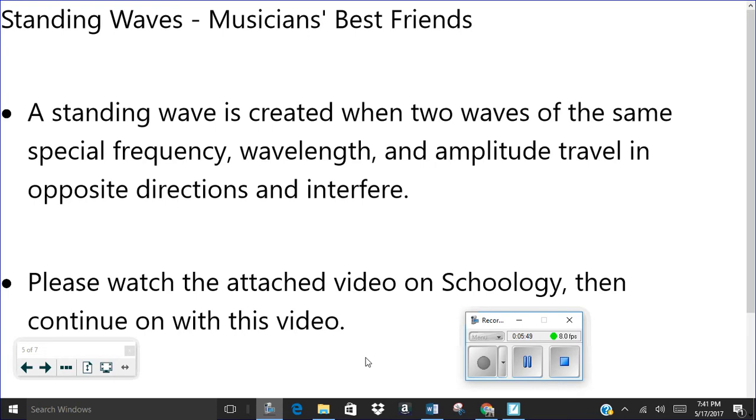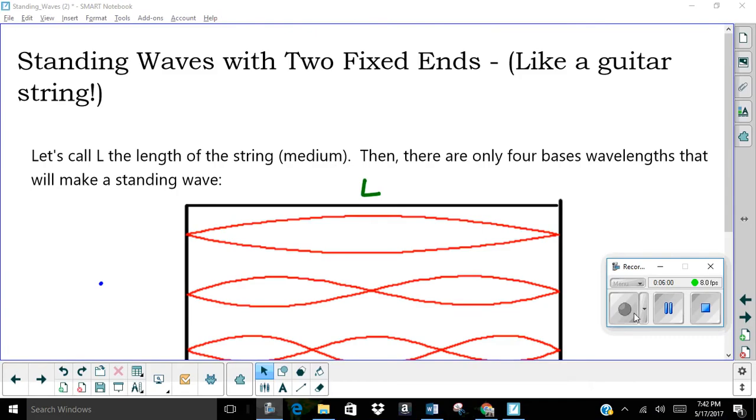There is a video that is attached to this Schoology page that will show a great example of standing wave motion. Please watch this video and then come back to my video. So in the video, you saw standing waves being generated at different frequencies dependent upon the wavelengths and frequencies generated by the speaker. So what I'm going to show you is standing waves with two fixed ends.